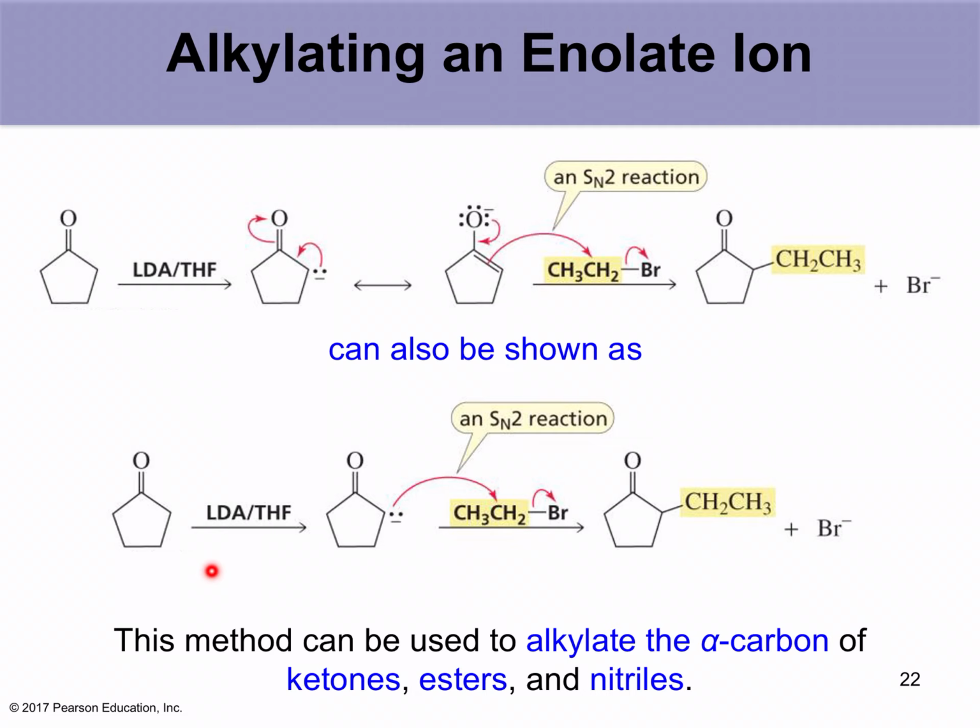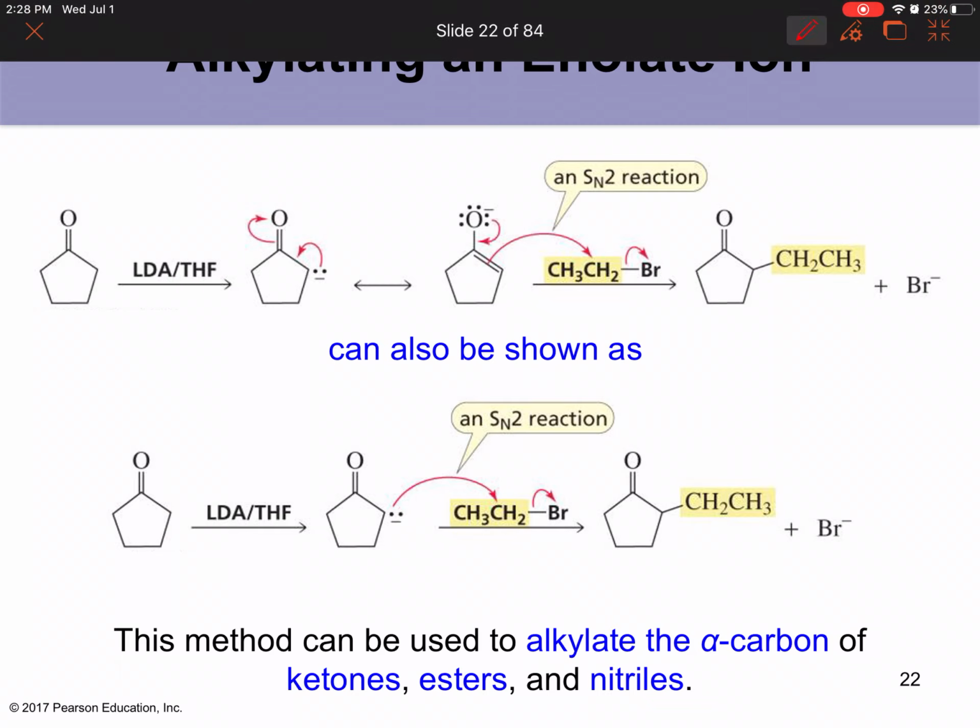This is how the mechanism works. Also you can just show LDA, THF grabbing the hydrogen over here. There is a hydrogen over here, and the base is going to grab it, giving its electrons to the alpha carbon to form this carbanion. Then the carbanion alkylates in this fashion to add an alkyl group onto the alpha carbon.